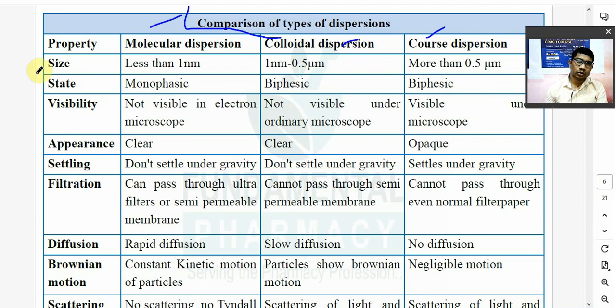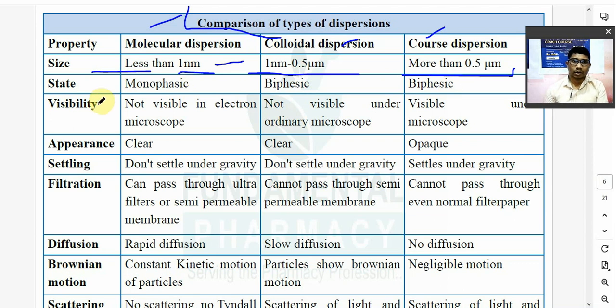In terms of size, molecular dispersion will have a size less than 1 nanometer. Colloidal dispersion will have particle size in the range of 1 nanometer to 0.5 micrometer. And coarse dispersion will have particle size more than 0.5 micrometer. Remember the sizes. Molecular dispersion is smaller, less than 1 nanometer, okay. Colloidal is 1 nanometer to 0.5 micrometer and coarse dispersion more than 0.5 micrometer.